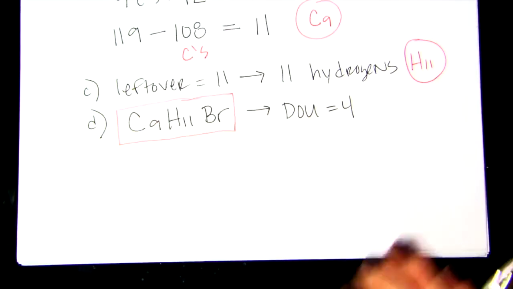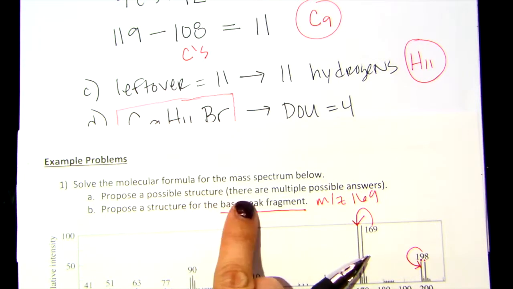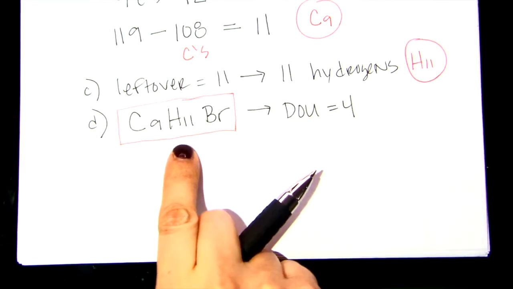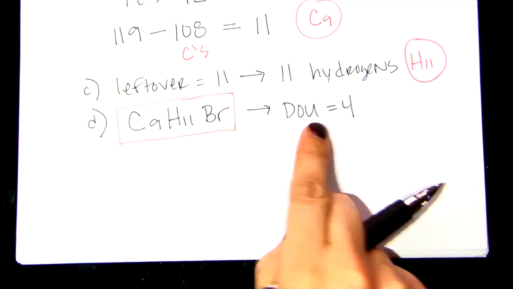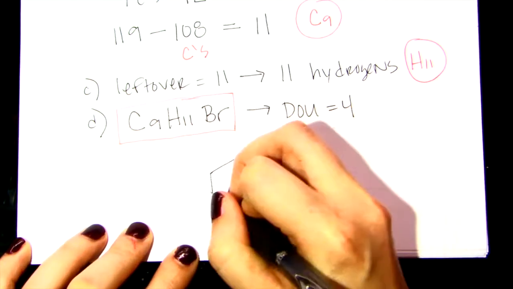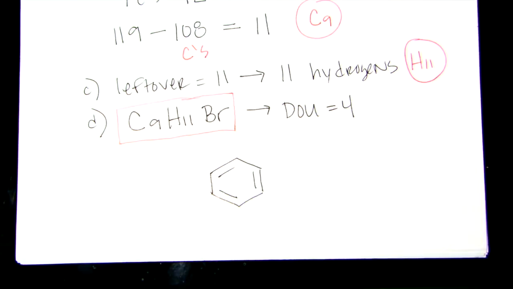And so the next part of this problem, it's asking you to propose a possible structure. And again, we can't definitively say from this data what the structure is, but we could propose something that makes sense with our formula and our DOU, right? So again, usually with DOU 4, the first thing I usually end up drawing is an aromatic ring, just because those are common.